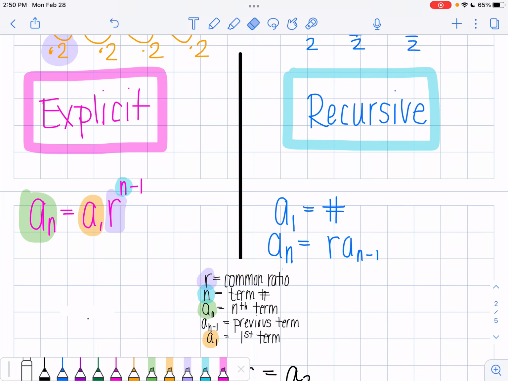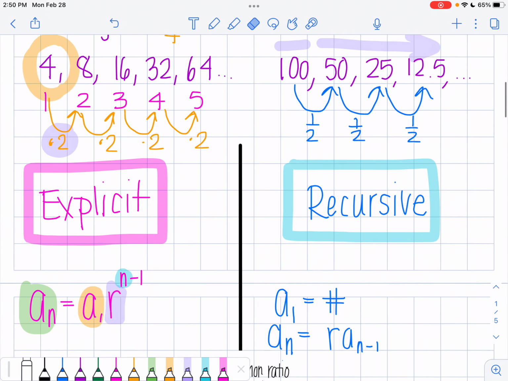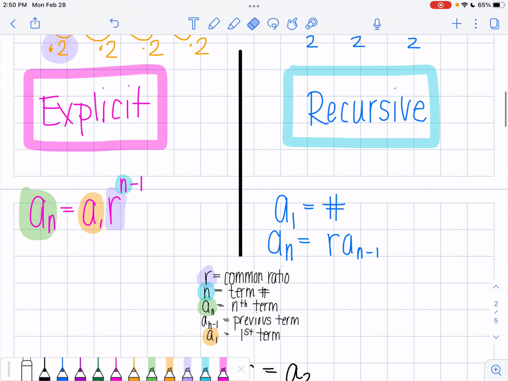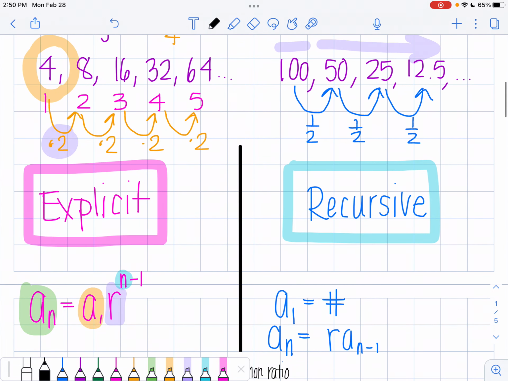Just for example, to see how this works, if we wanted to use this explicit formula, we know for this example here on the left, where it's 4, 8, 16, 32, 64, that our first term is 4, because it's the number that comes first in my list. And we figured out our common ratio, or R value, of 2. So let's say we have the first 5 terms. What if we wanted to find the 7th term?